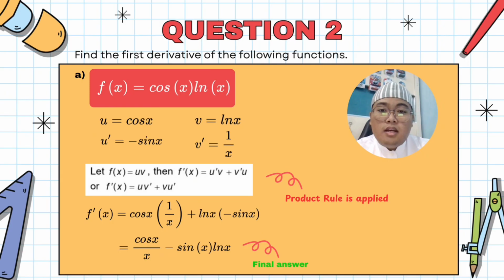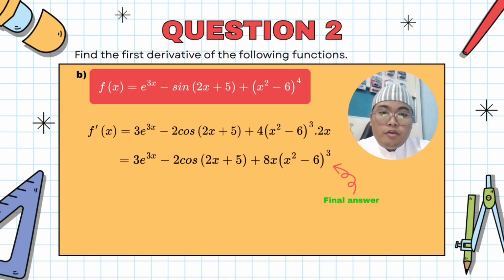After that, I differentiate to get the primes. u prime is negative sin x and v prime is 1 over x. Okay, we just put the information into the product rule. We get cos x multiplied by 1 over x plus ln x multiplied by negative sin x. And then we simplify it, and we get the final answer: cos x over x minus sin x multiplied by ln x. That's all for question A.